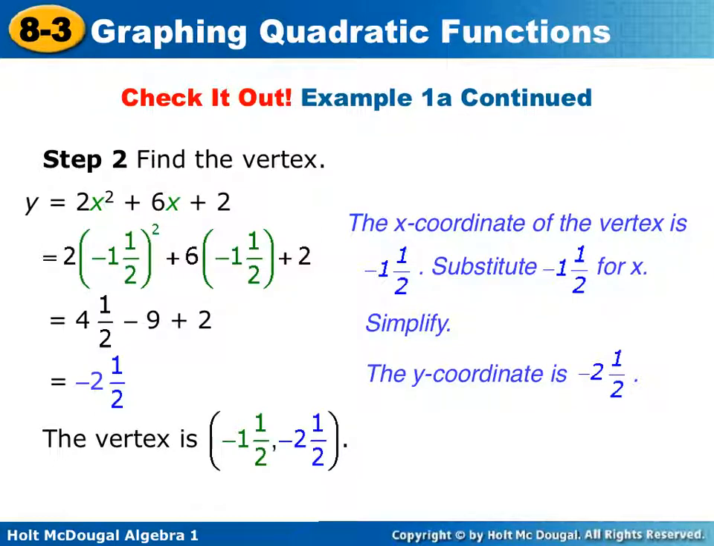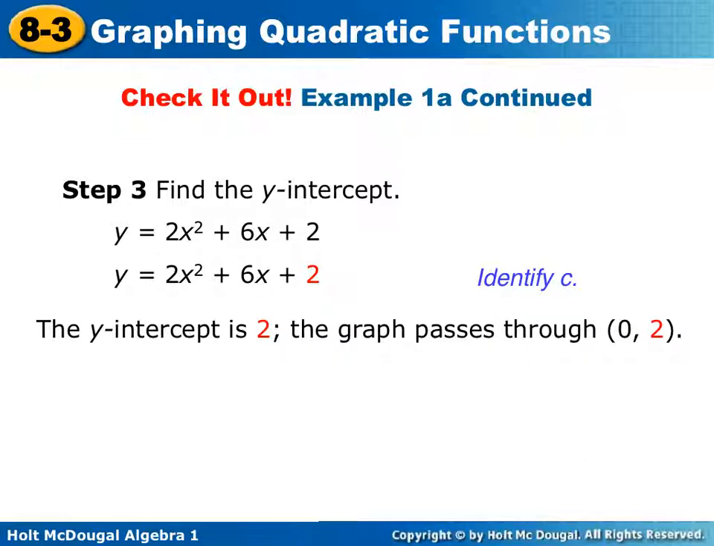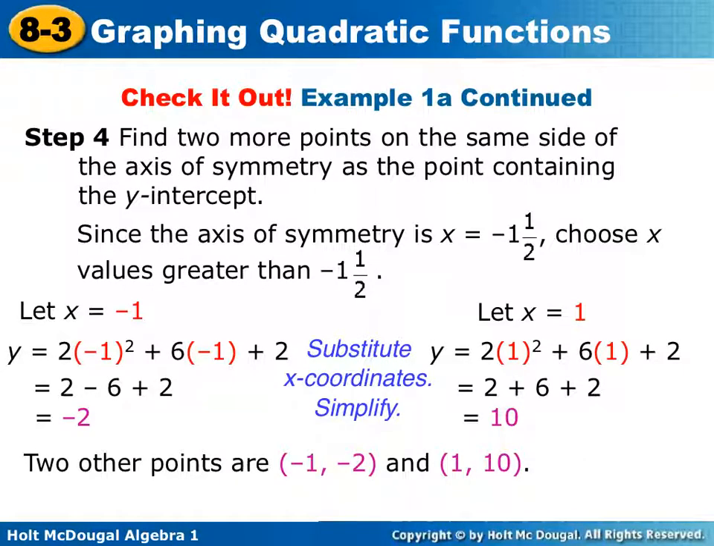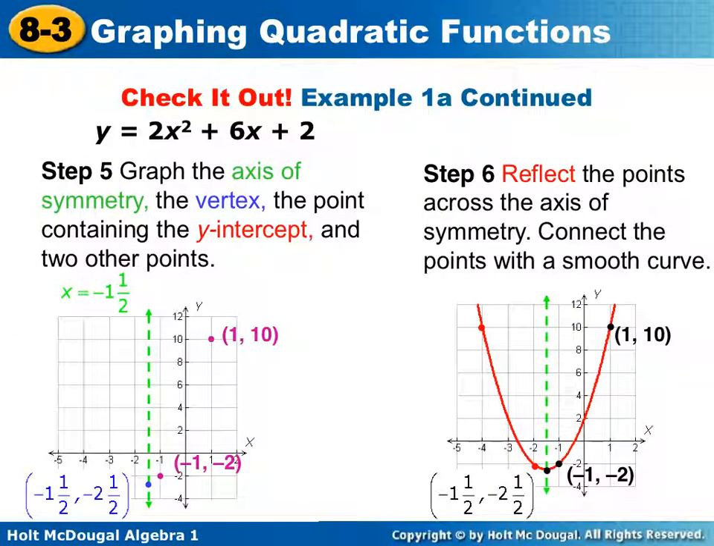So here they've done the work for the vertex. I already did that. Here is the y-intercept, and here are the 2 other points. They actually picked -1, +1. Their graph is going to look similar.